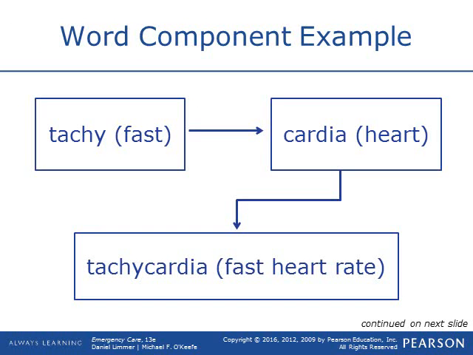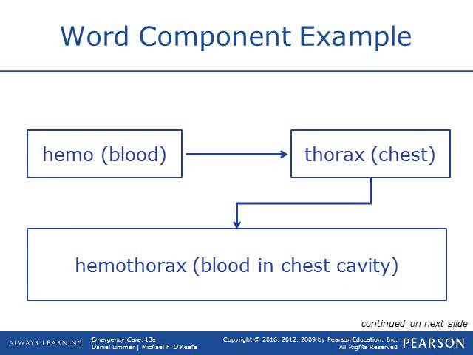So here's another example of the word components. Tachy meaning fast. Cardia relates to the heart. So tachycardia meaning a fast heart rate. Another example, hemo meaning blood. Thorax meaning the chest. So hemothorax means that there's blood in the chest.